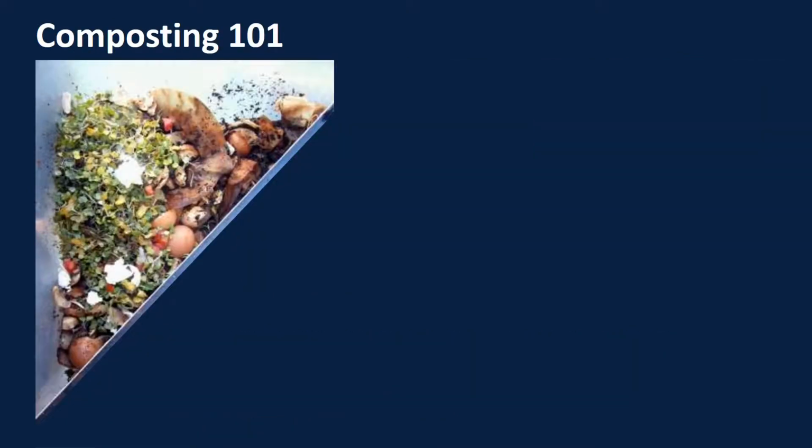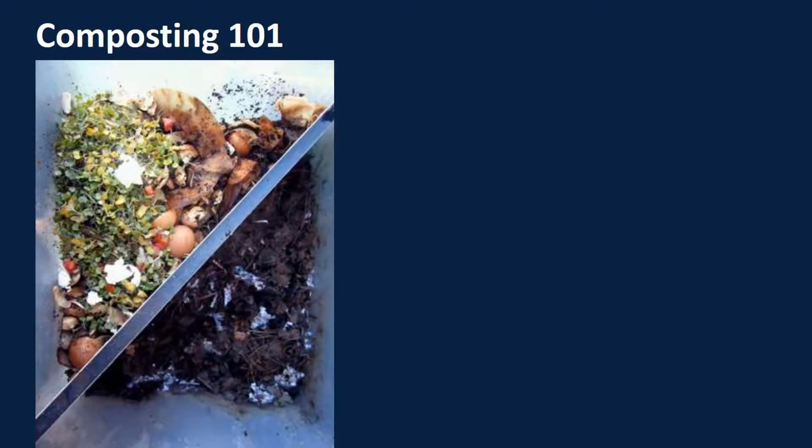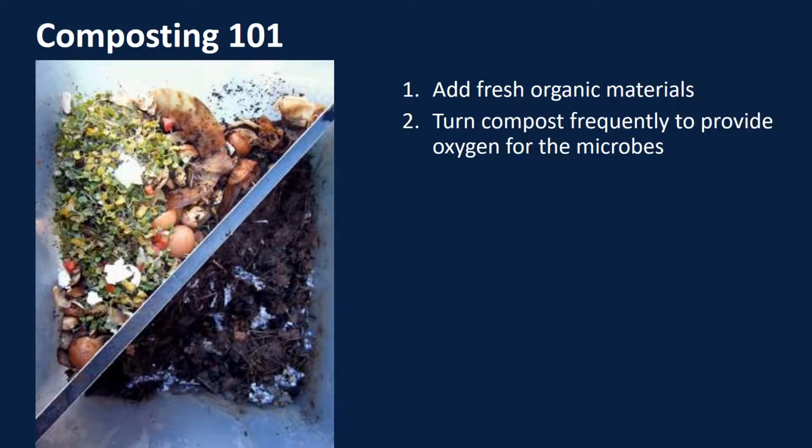So composting 101: we want to take these raw materials we see here and break them down into something like what we can see in the lower part of this picture. So what are the steps? One, we add fresh organic materials to the container. Two, we need to turn that compost frequently so we can provide the oxygen that microbes need in order to break down raw materials. Three, microbes like water.